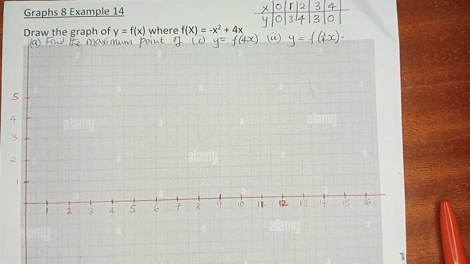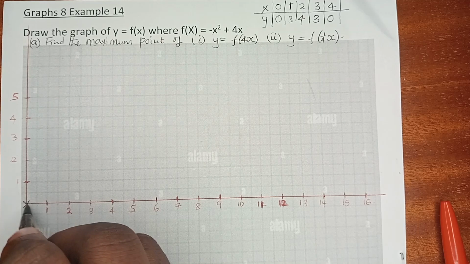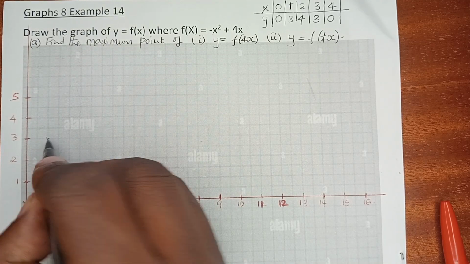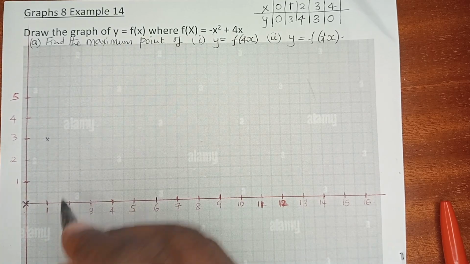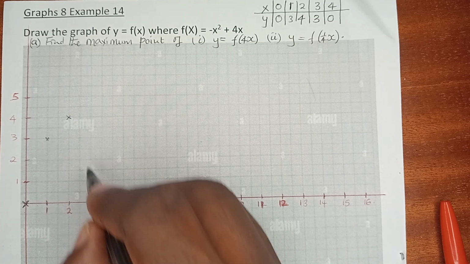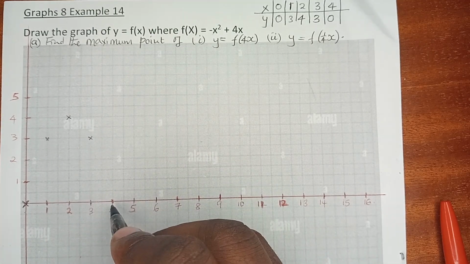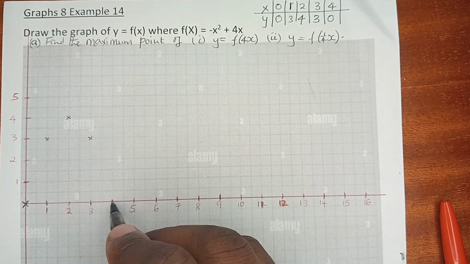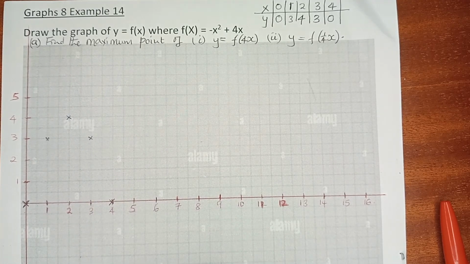When x is 0, y is 0. When x is 1, y is 3. When x is 2, y is 4. When x is 3, y is 3. When x is 4, y is 0.